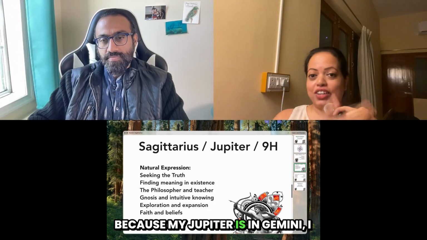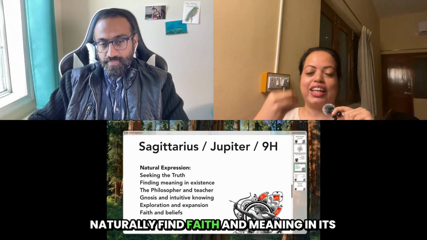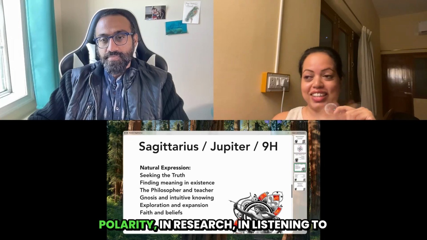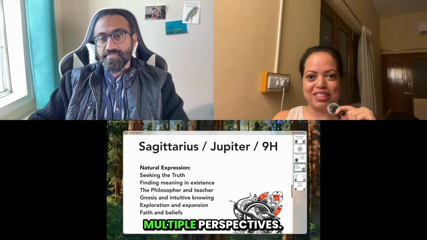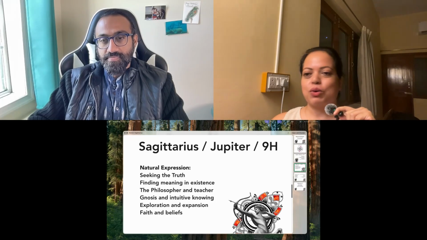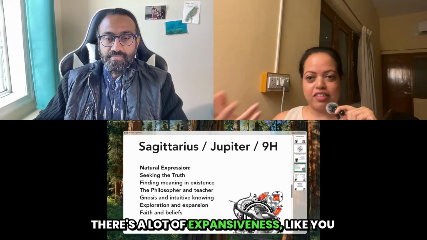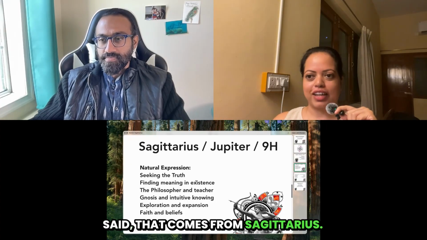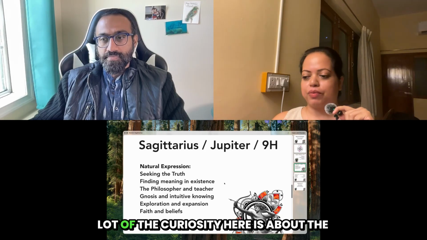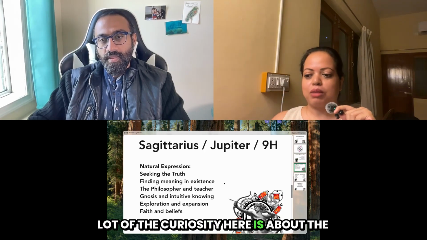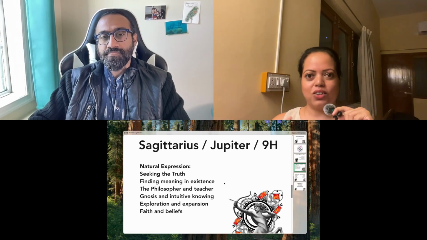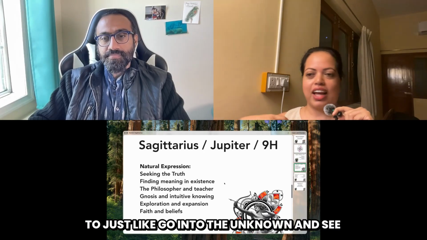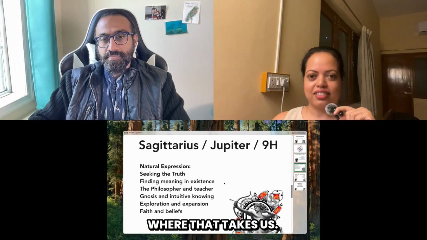Because my Jupiter is in Gemini, I naturally find faith and meaning in its polarity, in research, in listening to multiple perspectives. So there's a lot of expansiveness, like you said, that comes from Sagittarius. A lot of the curiosity here is about the unknown, to just go into the unknown and see where that takes us.